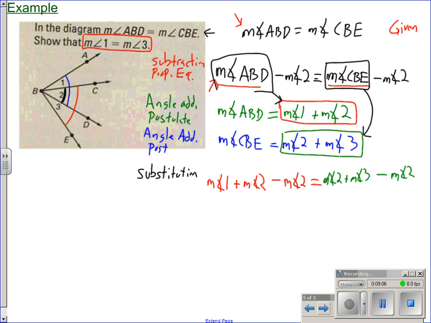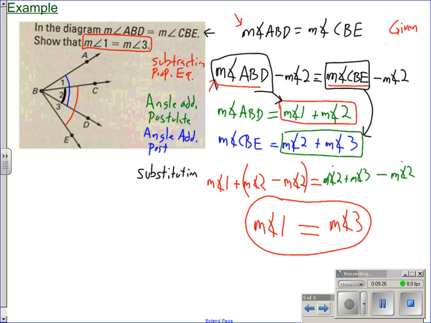Now, if you look at your equation, angle 2 minus angle 2 plus the measure of angle 1 is just the measure of angle 1 equals. We've got this angle 2 minus measure of angle 2. Those things cancel each other out. There's our measure of angle 3. Measure of angle 1 equals measure of angle 3. That's what we were trying to get to.